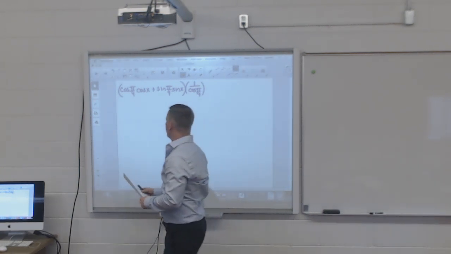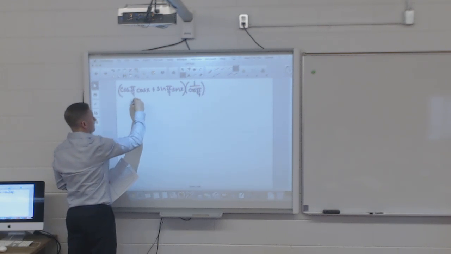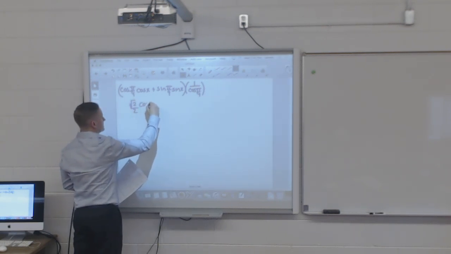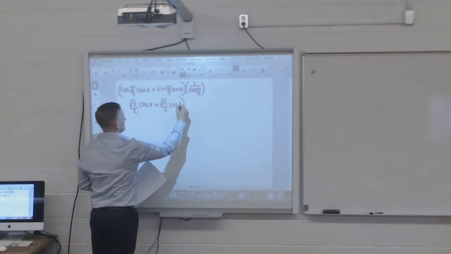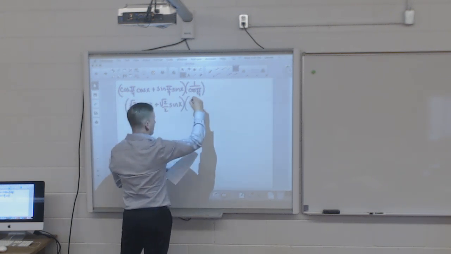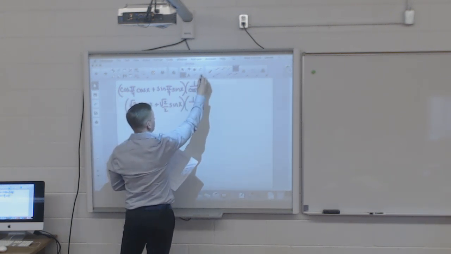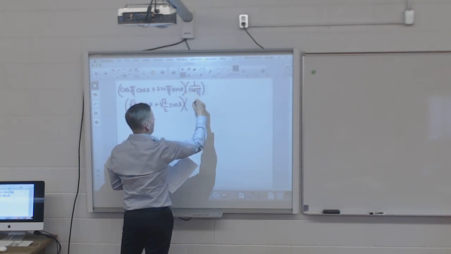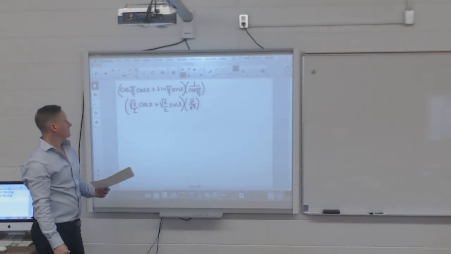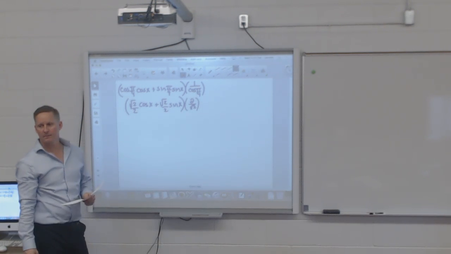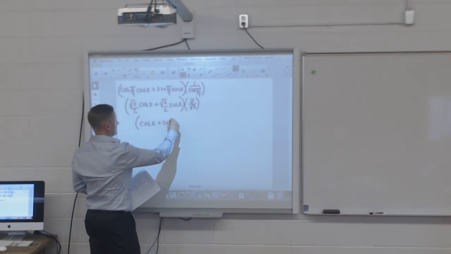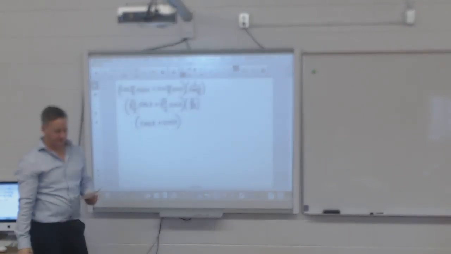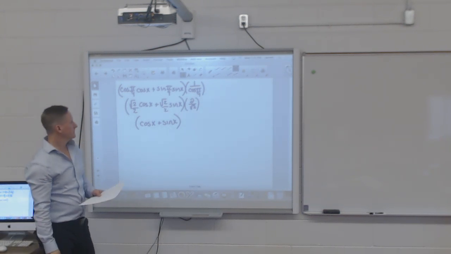Okay, cos of pi over 4 is root 2 over 2, cos x, plus root 2 over 2, sine x, times 1 over, so this would be 1 over root 2 over 2, which would be 2 over root 2. And flip it. When I multiply it through, I'm going to be left with that. Okay so far? Yeah, that makes sense.